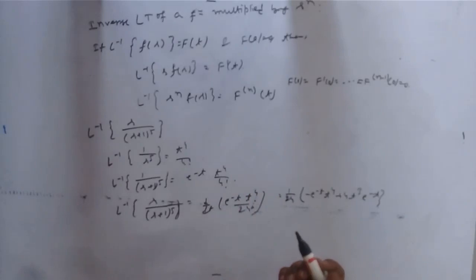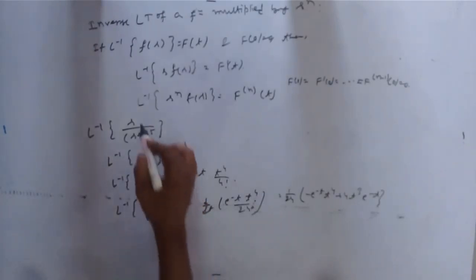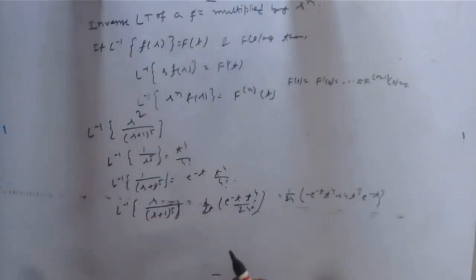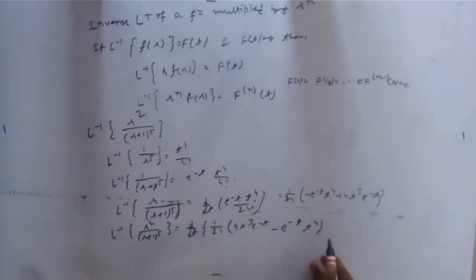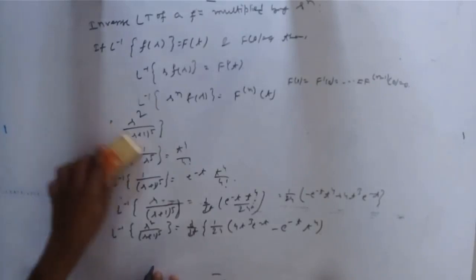Now I'll go for the next problem. If it is s square instead of s, then first we have to do this part, and then again we repeat this, that is L inverse of s square by (s plus 1) to the power 5 will be d/dt of 1 by 24 into (4t cube e to the power minus t minus e to the power minus t t to the power 4), applying the first theorem, because this will be the second order derivative.